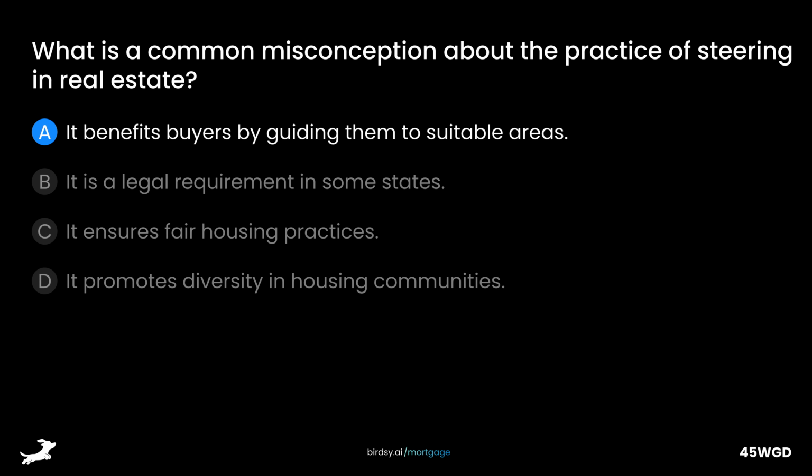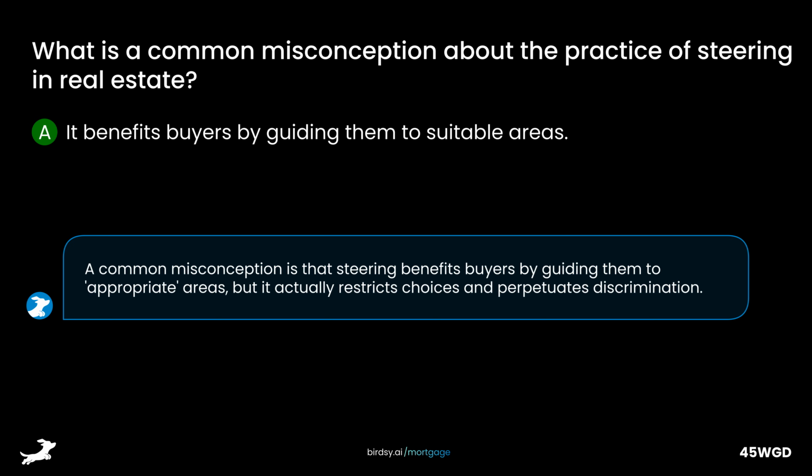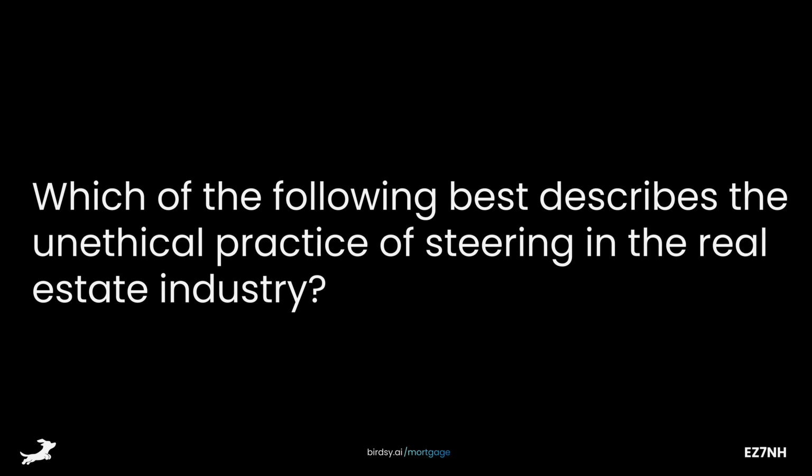Is it A, it benefits buyers by guiding them to suitable areas? B, it is a legal requirement in some states? C, it ensures fair housing practices? Or D, it promotes diversity in housing communities? The answer is A, it benefits buyers by guiding them to suitable areas. A common misconception is that steering benefits buyers by guiding them to appropriate areas, but it actually restricts choices and perpetuates discrimination. Which of the following best describes the unethical practice of steering in the real estate industry?